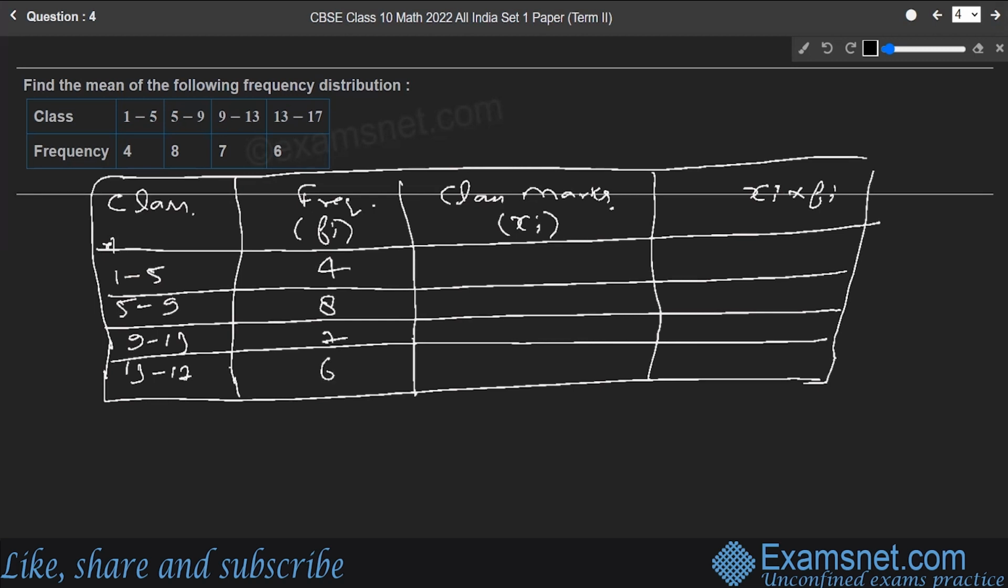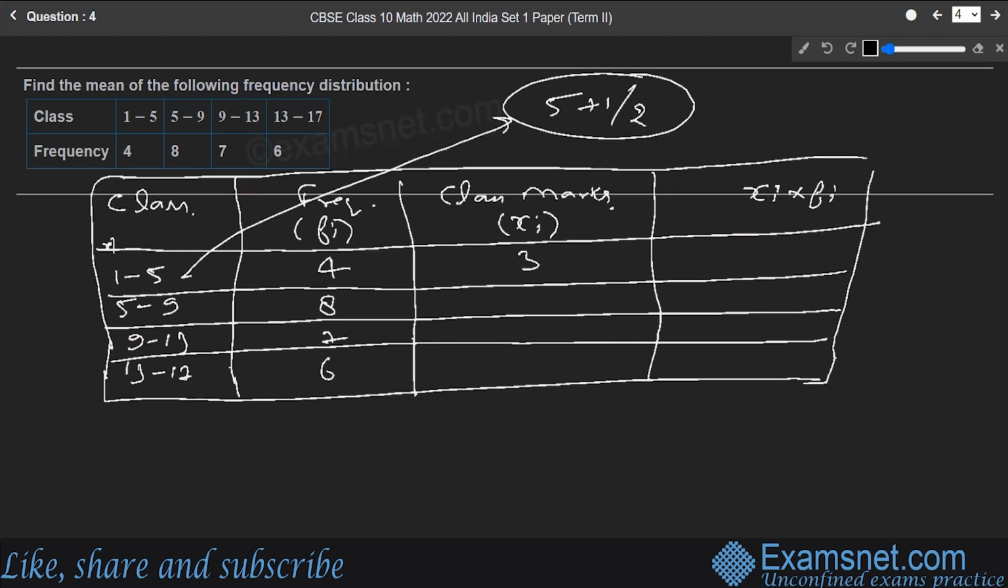Now class marks. What are class marks? Class mark is nothing but the mid value of the class, 1 to 5. So how do we create the class marks? See, the upper limit is 5, so the class mark will be 5 plus 1 divided by 2. That will be the class mark. So 5 plus 1, 6, divided by 2. The class mark is going to be 3.